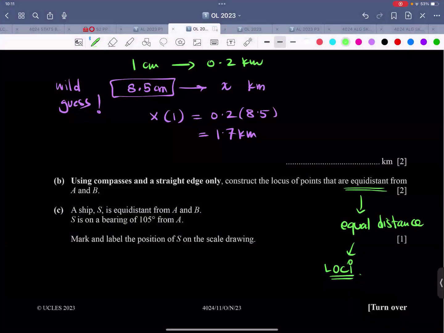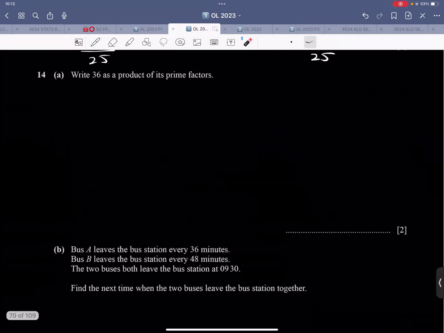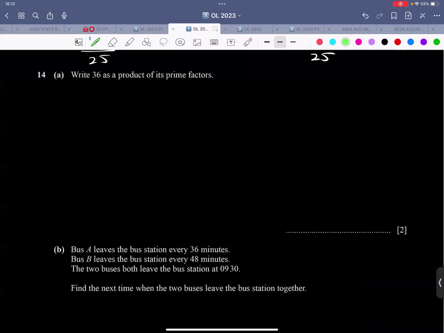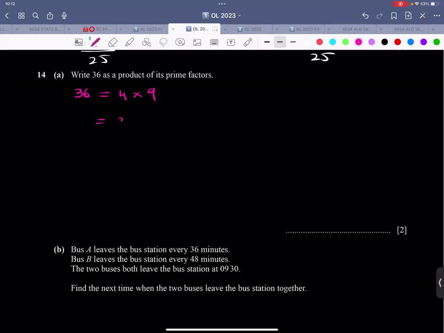Someone did ask this question, what does equidistant mean? So equidistant means equal distance. And do watch my lectures in the Google Classroom on loci, so they will give you a pretty good idea. Now, question number 14. It says write 36 as a product of its prime factors. So 36 is 4 into 9. But 4 can be written as 2 into 2. 9 can be written as 3 into 3. So this is 2 squared into 3 squared. That is 36.